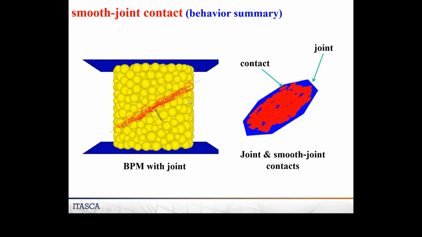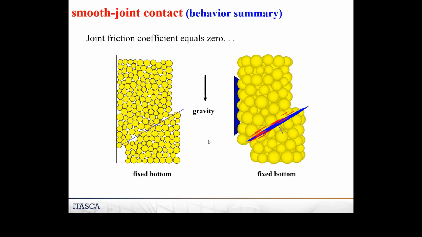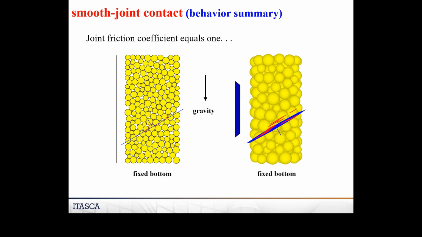You get this cloud of these things on both sides of the desired joint. And here's what this looks like. Here's a 2D model. Here's a 3D model. This is a fixed bottom. We have gravity on. There's no bonding here. There's just a friction coefficient of 1 and it's stable. We change the friction coefficient to 0, and you can see this can then slide. So this is a way that we can put joints into a bonded system.